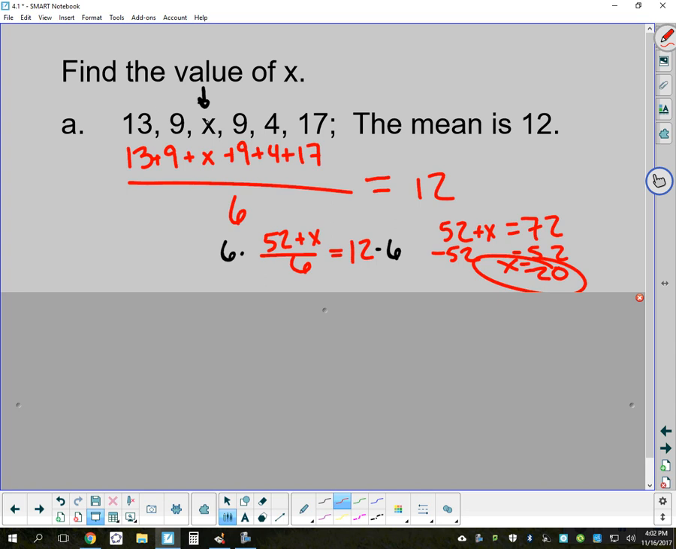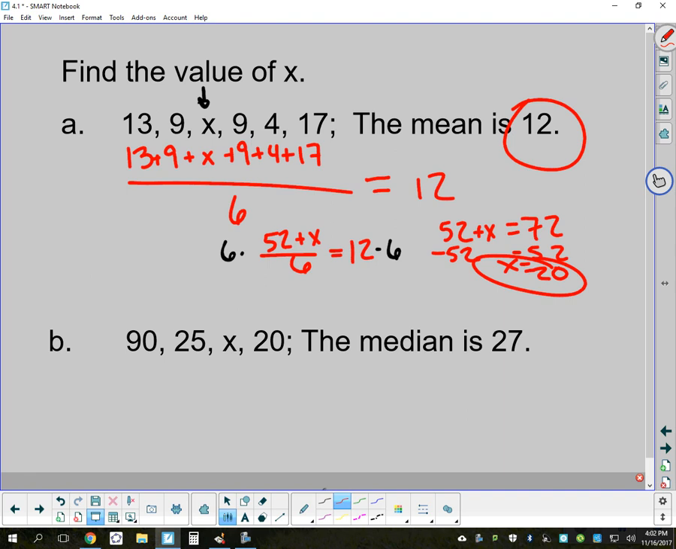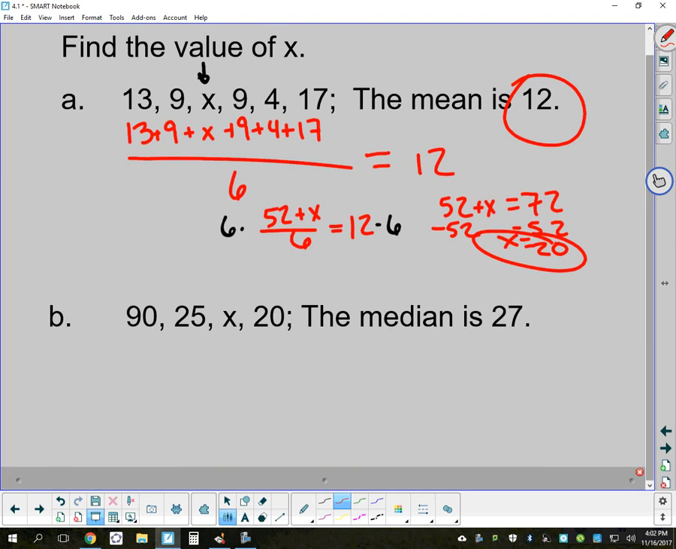If I had a 20 here, then the mean would actually be 12. So you could check that. 13 plus 9 plus 20 plus 9 plus 4 plus 17. Divide by 6. The mean is in fact 12. You can do that with any of these operations, whether it's mean, median, mode, range. If one of them's missing, you're going to do the same thing.